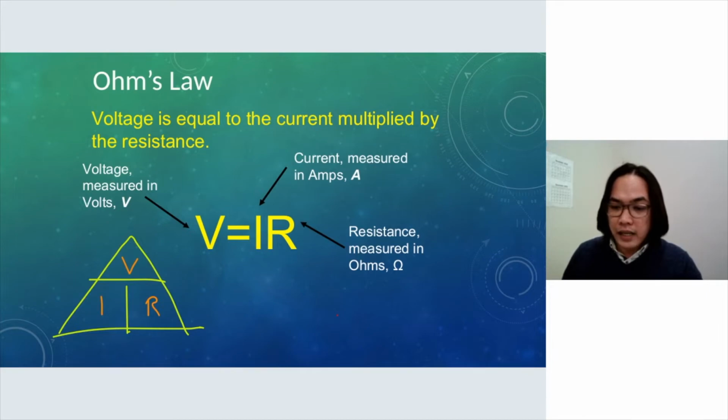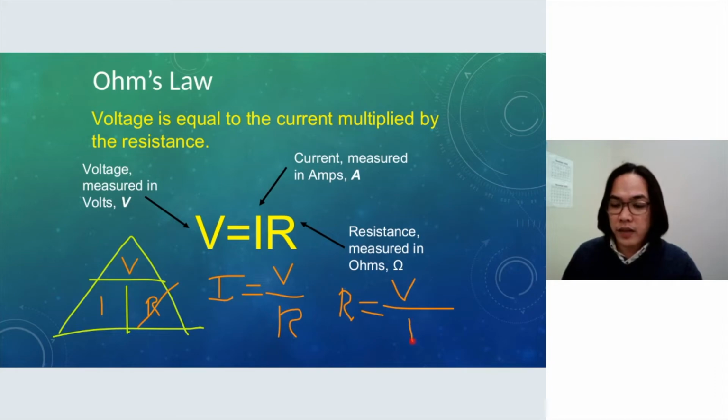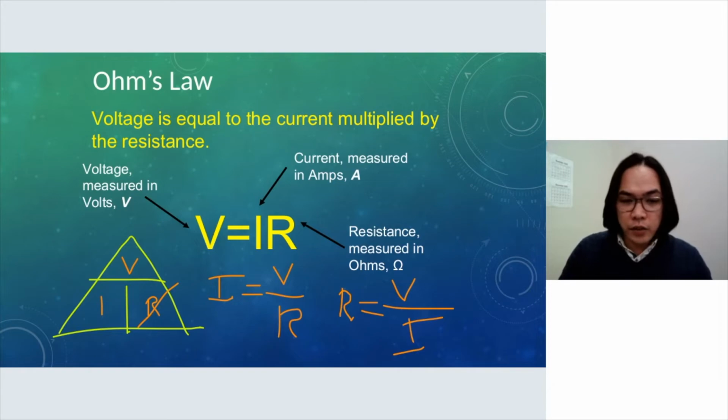So to do that, all you have to do is to write down I, or current, equals voltage divided by resistance. And then if resistance is missing, cover the R. So R equals, and then copy the remaining variables, V, line in the middle, over I. So these are the three equations that we will be using.